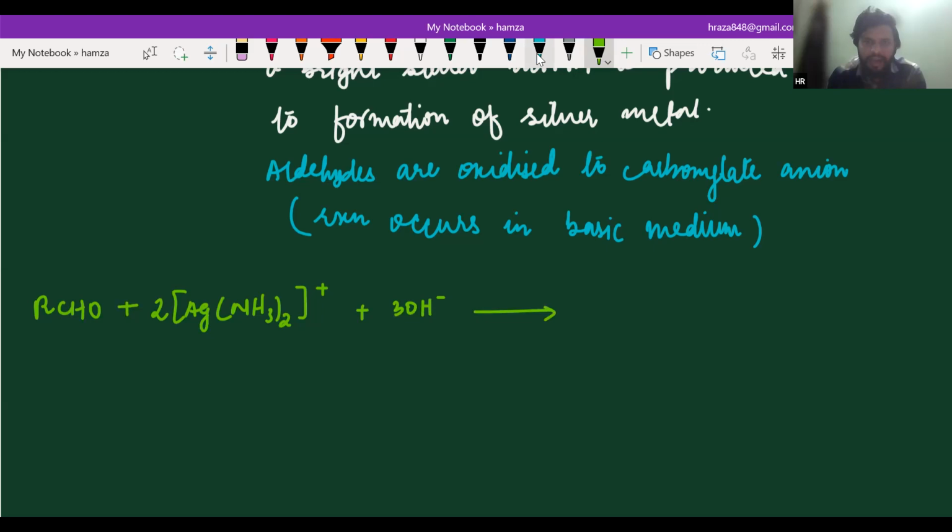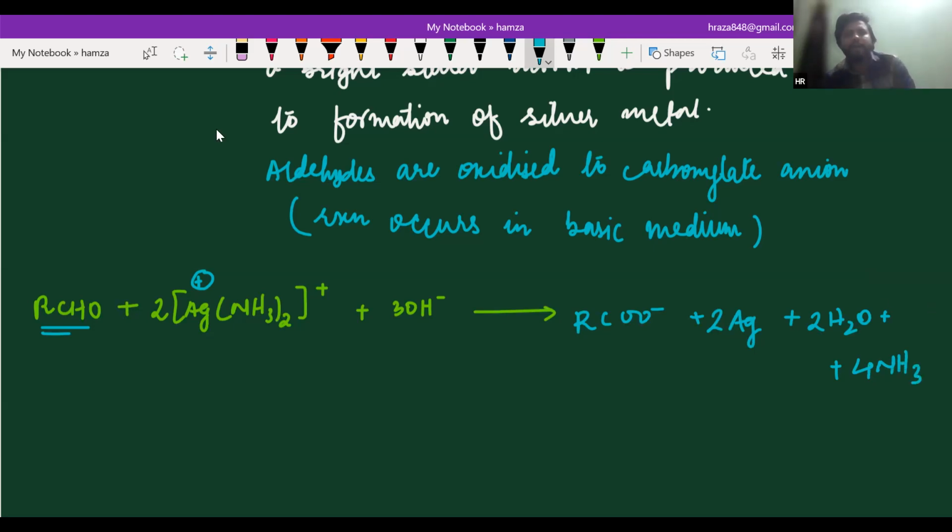So this aldehyde will be directly converted or oxidized into carboxylate anion, and this Ag, which has a +1 oxidation state, will be reduced, and then there are other products which are basically byproducts. This reaction will not occur for ketone, so that will distinguish between ketone and aldehyde.